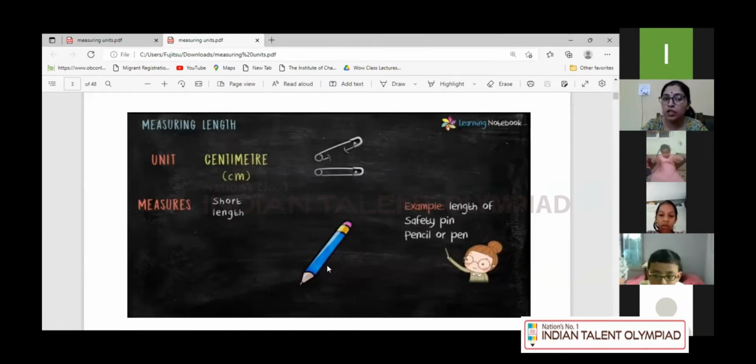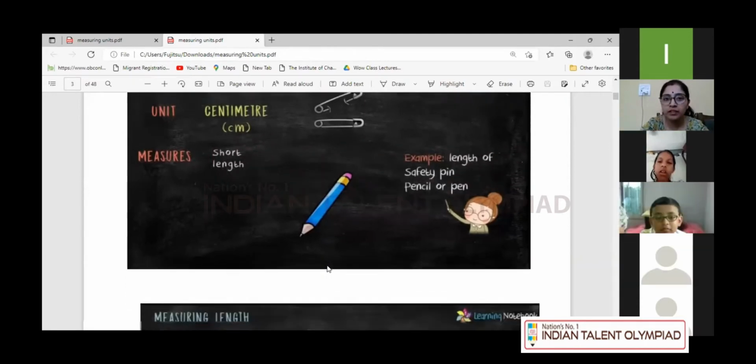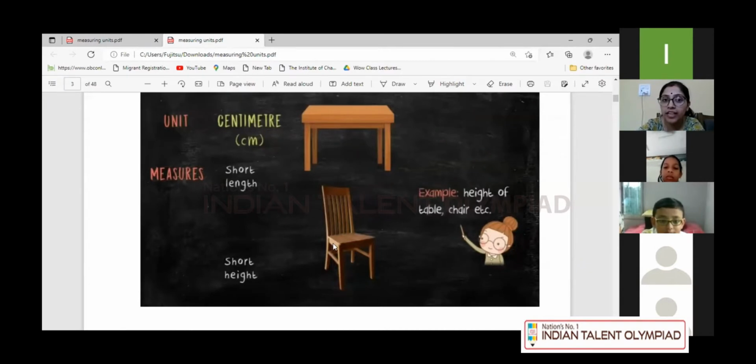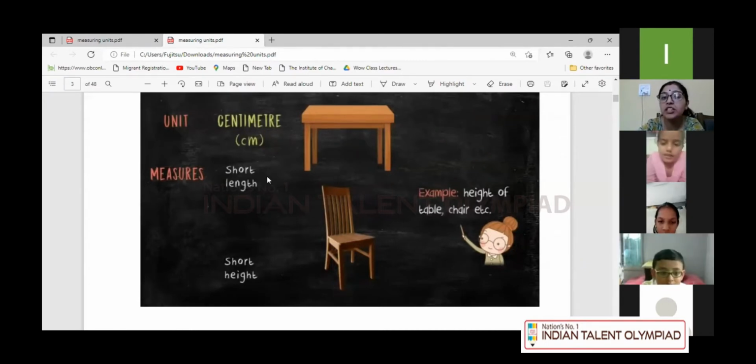So centimeter we use. Understood this? Our smallest unit of meter is millimeter, and after that is centimeter. The centimeter is used to measure the short length of, say, a safety pin, pencils and all. Now next, centimeter is also used to measure short length. Short length or short height? Is it visible to you? Yes. The centimeter is used to measure the short length.